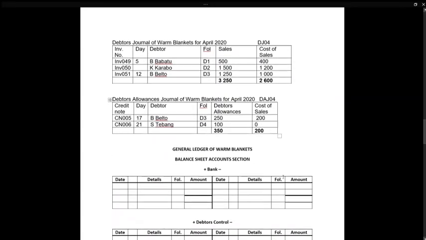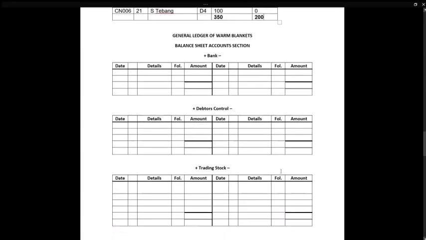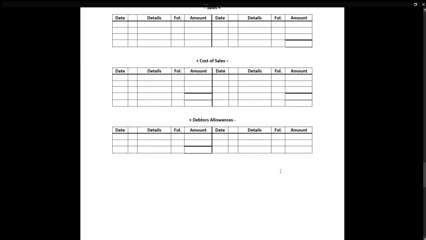Then my debtors journal, if you were to total your sales, it will be 3,250 Rand. If you were to total cost of sales, it will be 2,600 Rand. Debtors allowances journal will be 350 Rand. Cost of sales 200 Rand. Done with my journals. Now we just need to do my general ledger.